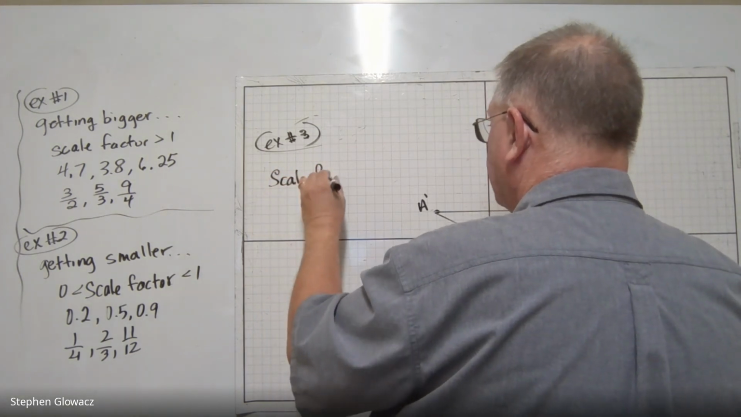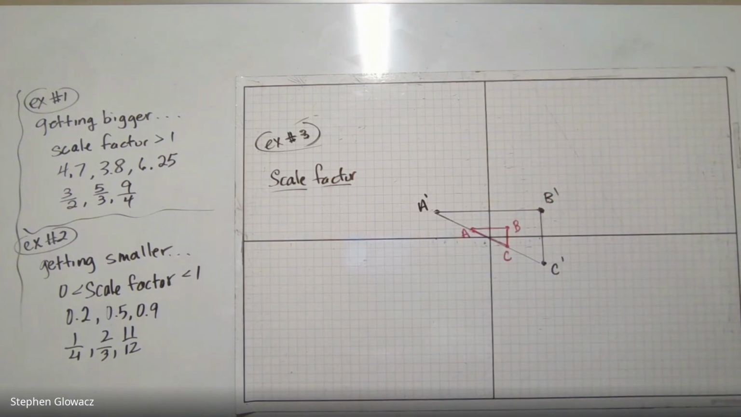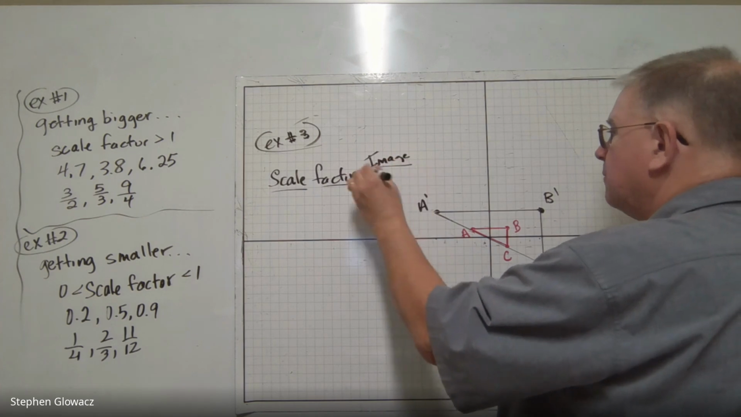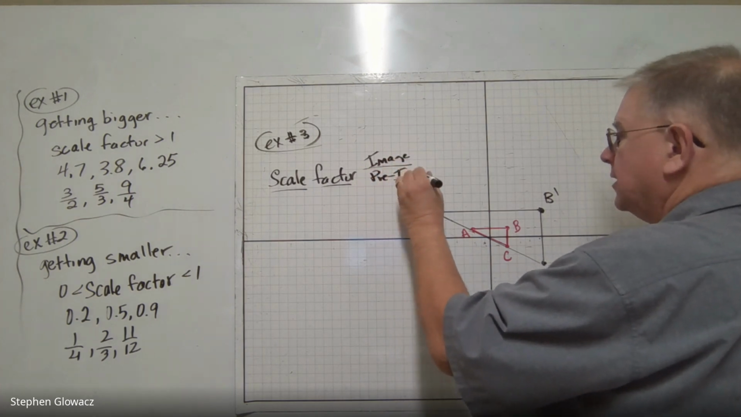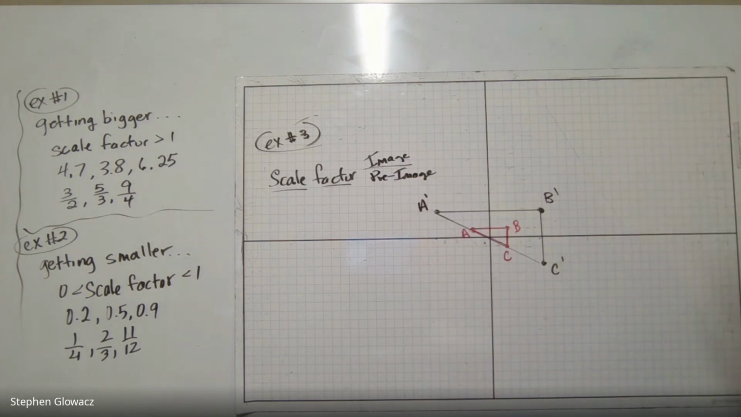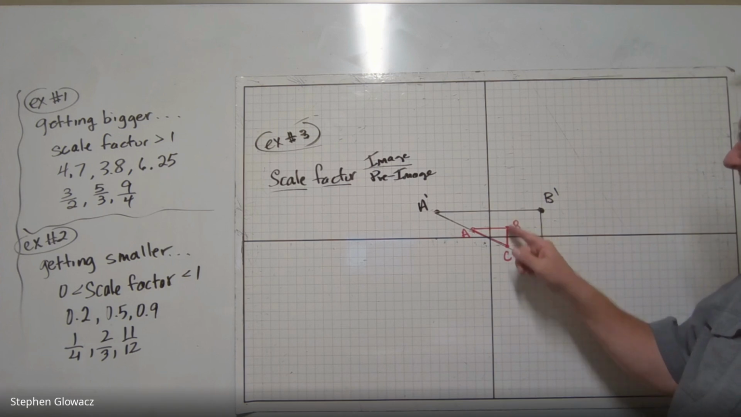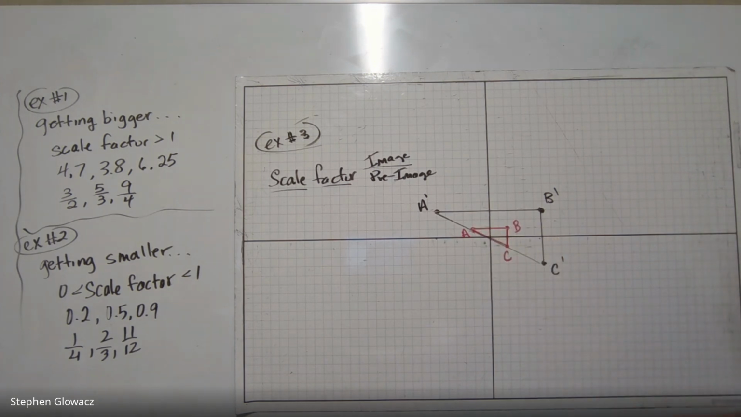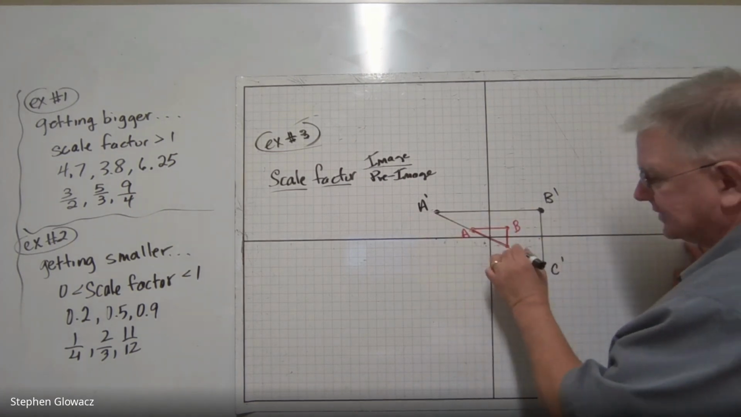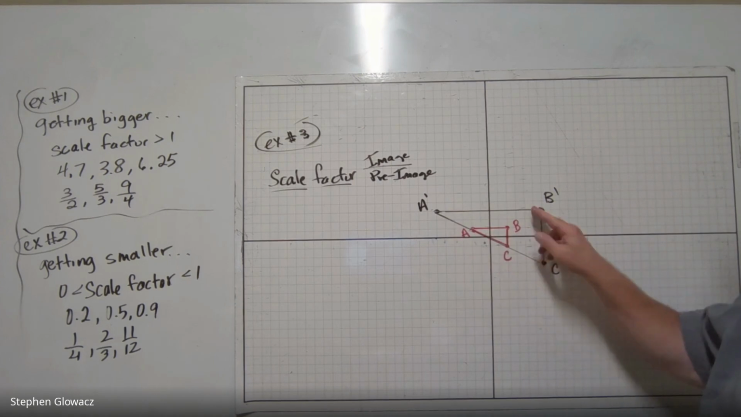To find the scale factor, we need to divide a pair of corresponding sides. We're always going to divide the image by the pre-image, where we end up divided by where we start. And we can take any pair of sides. We could use the A and B side, B and C, or even A and C. It's easiest if you pick a side that's either horizontal or vertical. If it's slanted, that's a little bit more work. So we're going to choose A and B.